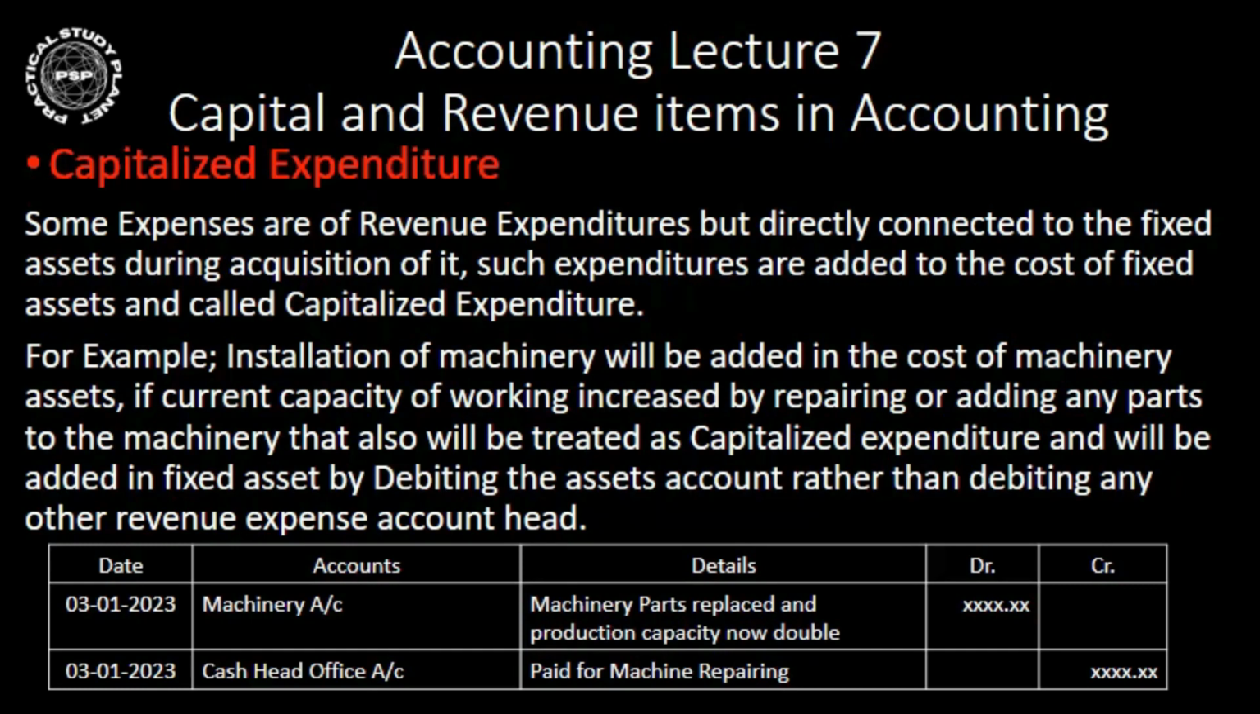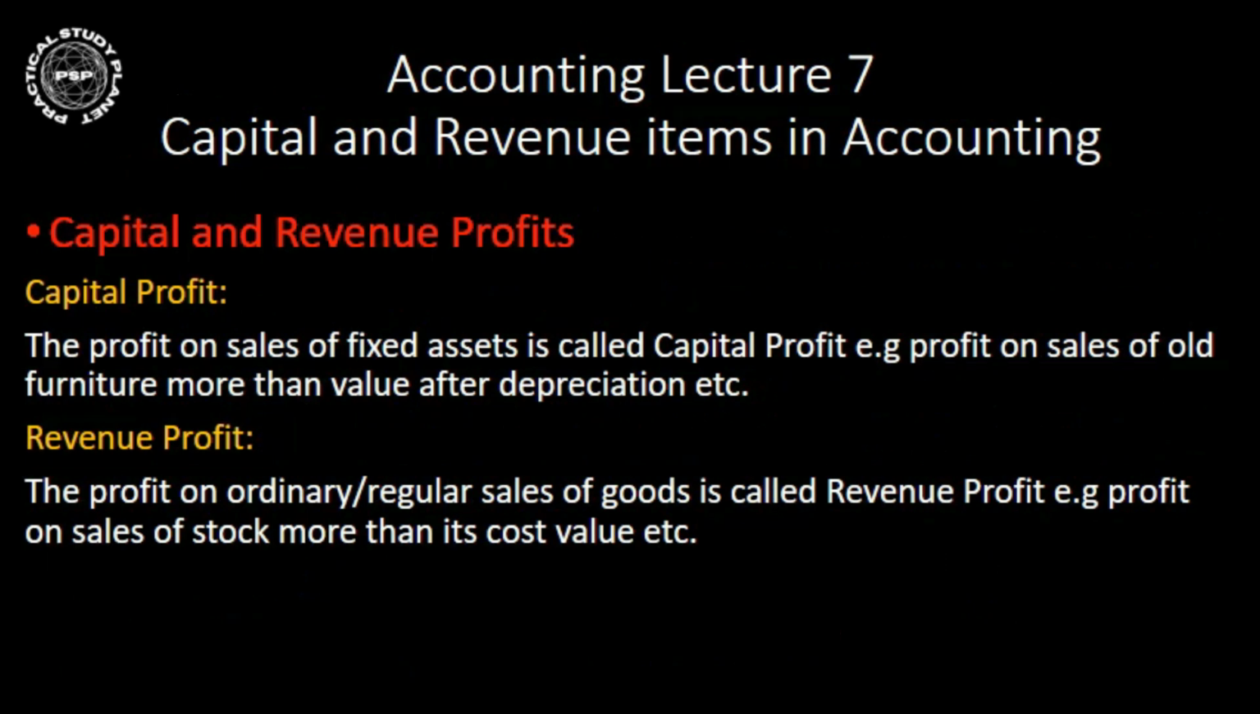Let's give an example here. The machinery will be debited, machinery parts replaced and production capacity now doubled, and the cash or whatever the bank account through which the payment has been made, that will be the credit, paid for the machinery repairing.